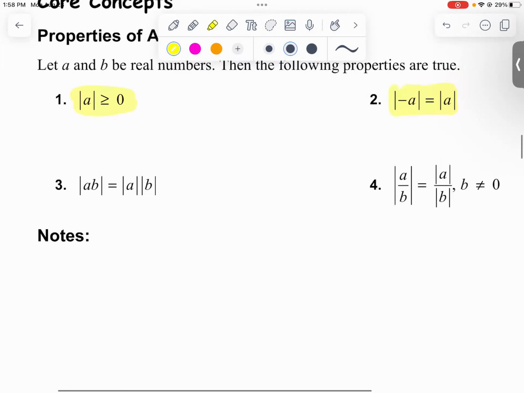Okay, now, the absolute value of AB is the same thing as the absolute value of A times the absolute value of B. Okay, and same thing with our division, okay? I don't think we're gonna have to worry a whole lot about that, okay? But just so you know, the absolute value of AB is the same thing as the absolute value of A times the absolute value of B. These are some properties that we have, okay?